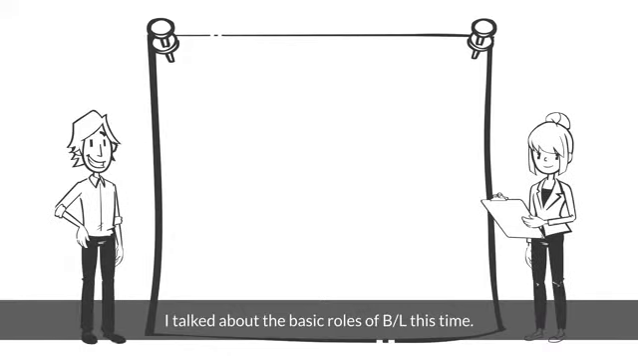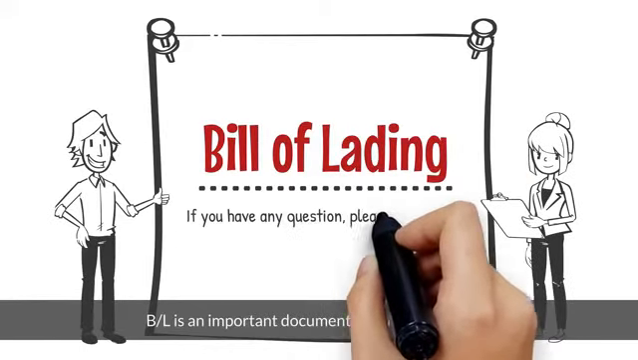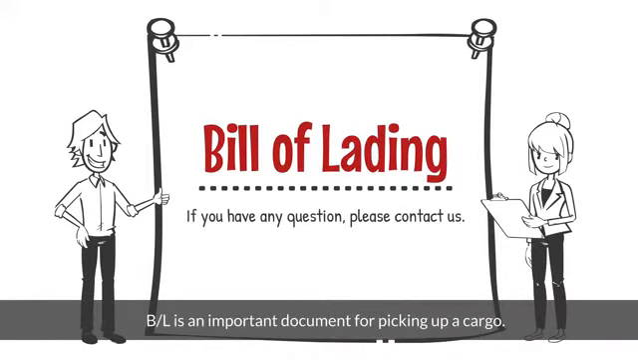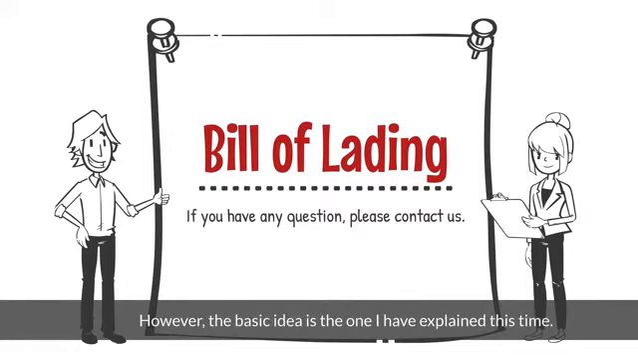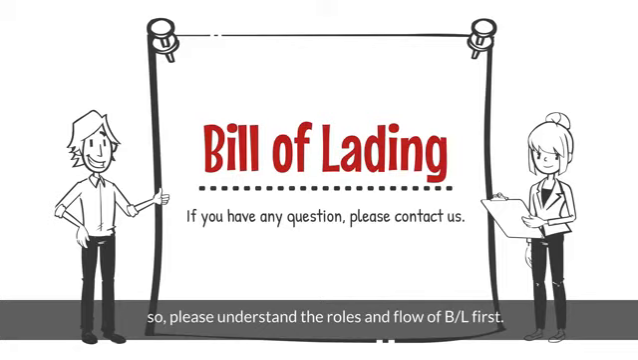I talked about the basic roles of BL this time. BL is an important document for picking up a cargo. In fact, BL has different types, some of which are flexible enough to do speedy actions. However, the basic idea is the one I have explained this time. So, please understand the roles and flow of BL first.